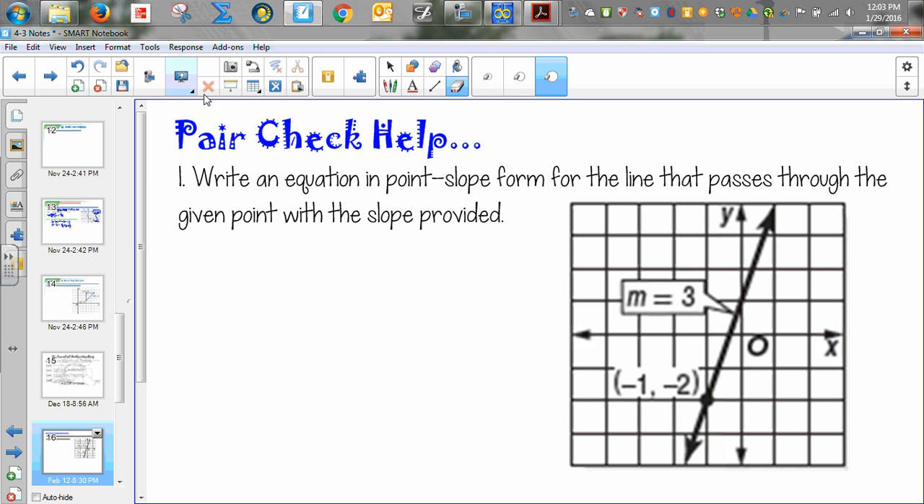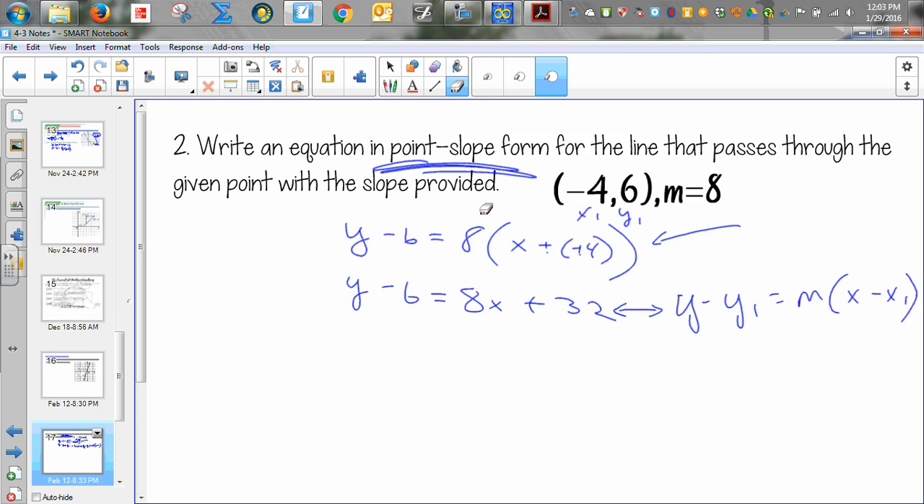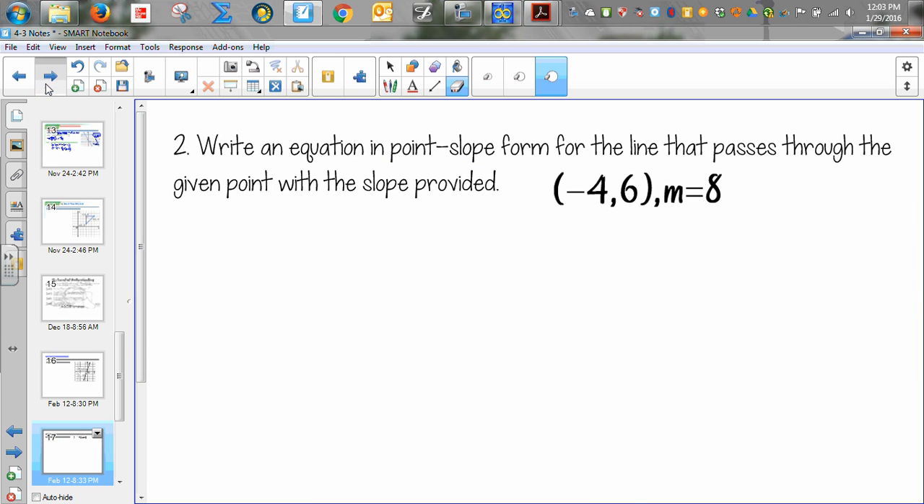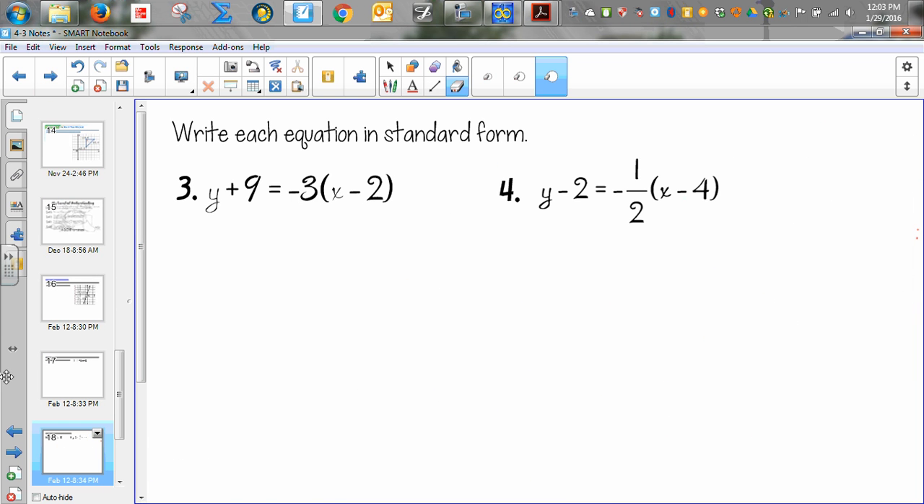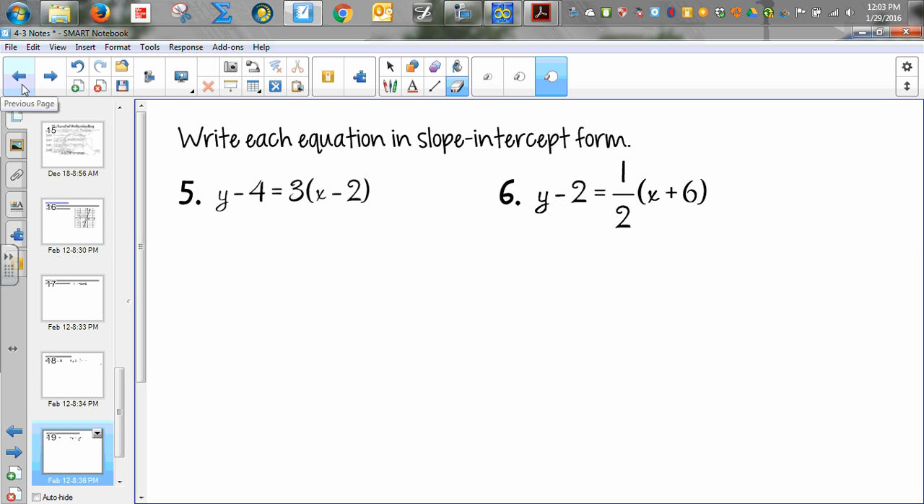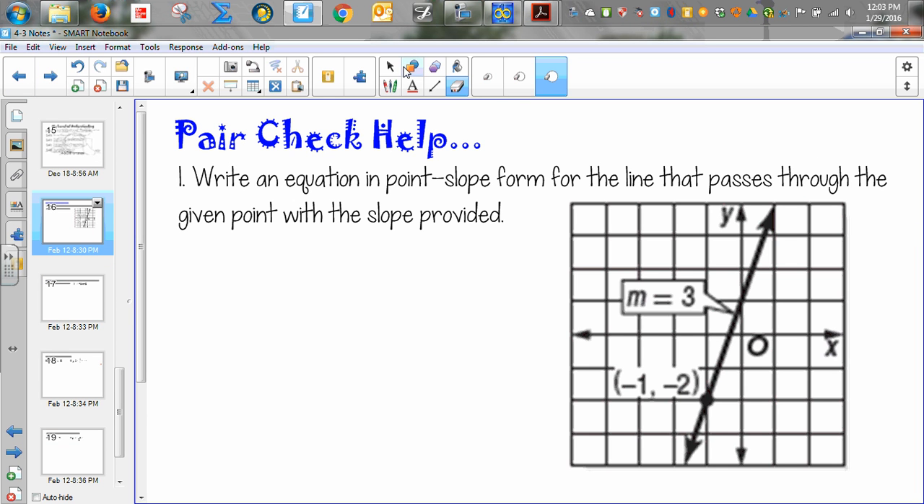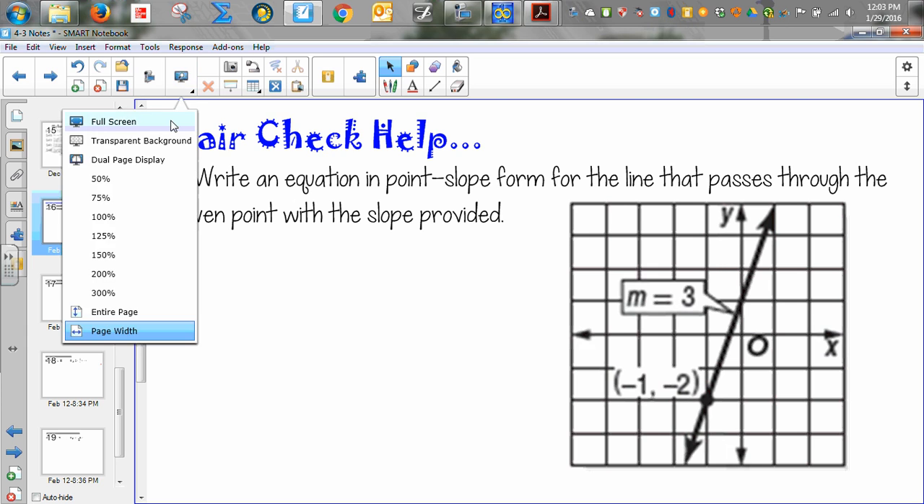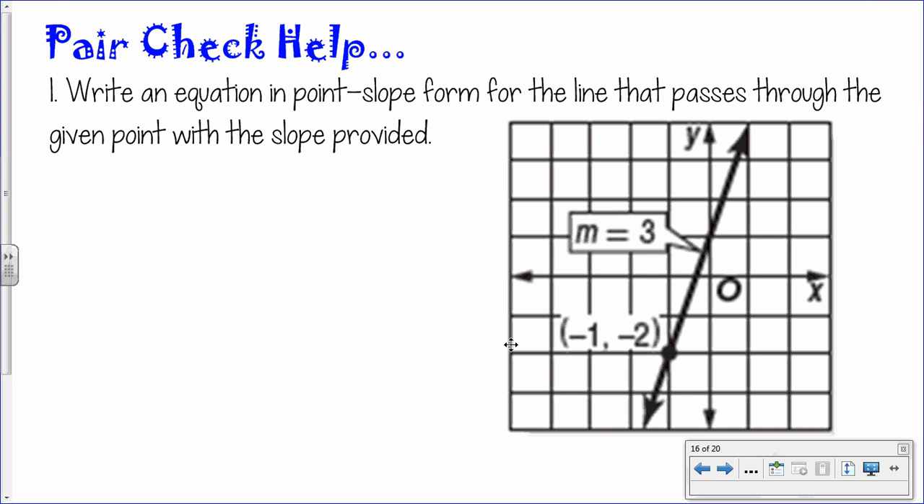Okay, now if you look at the pair check, you've got 6 problems on the front, correct? We just took notes, right? So I'm giving you problems on your pair check to reemphasize what we just went over, right?